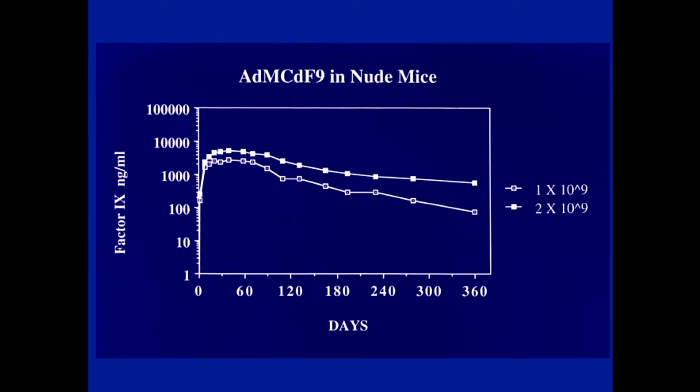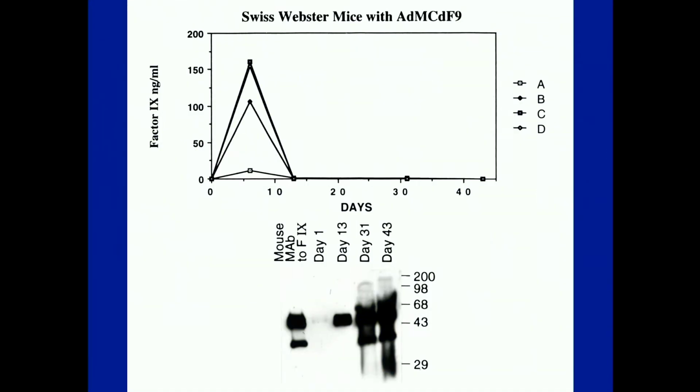This is really exciting, except the astute among you might notice the experiment was done in a nude mouse, which means there was no immune system in this particular case. When we did the same experiment in a wild-type mouse, because after all, humans are not immune deficient, once again, high production, and very quickly our enthusiasm went down.